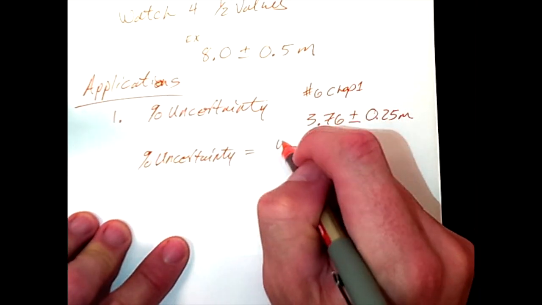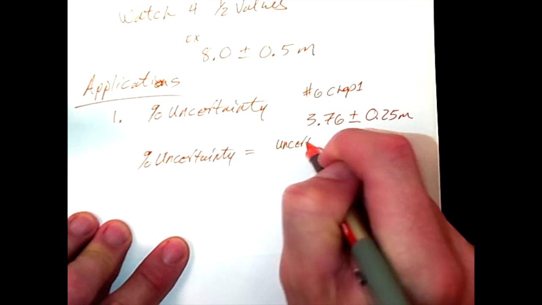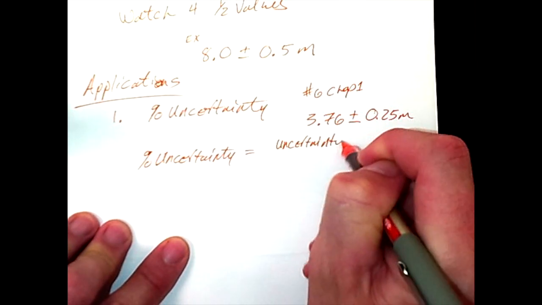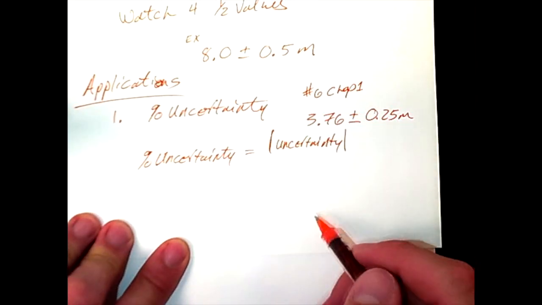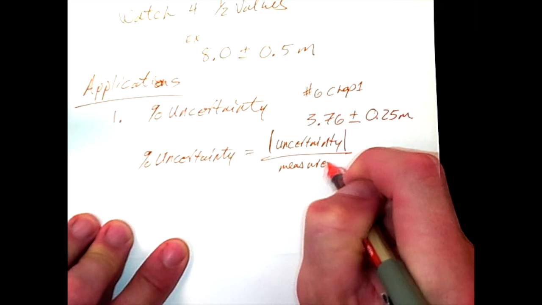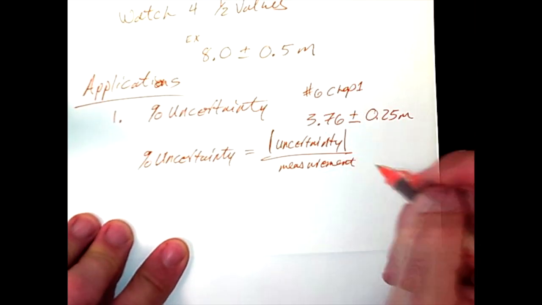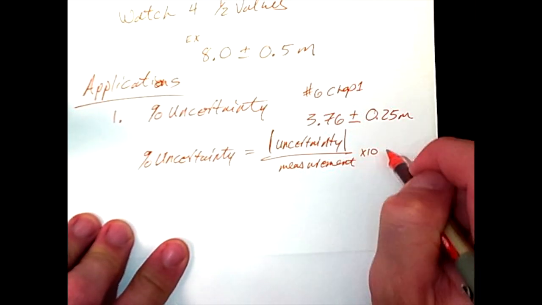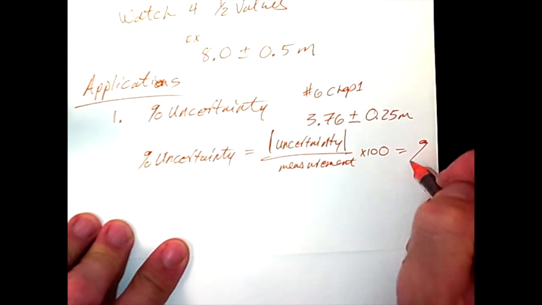In generic terms, percent uncertainty is going to be the uncertainty, keeping in mind that the uncertainty is plus or minus this value. We're going to do the absolute value of the uncertainty divided by the measurement. And then we're going to multiply that proportion times 100. This will yield a percent value.